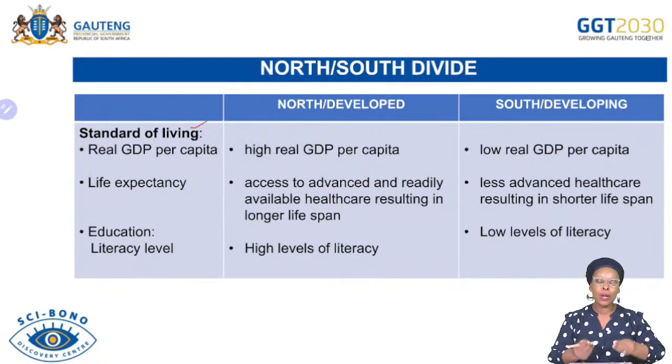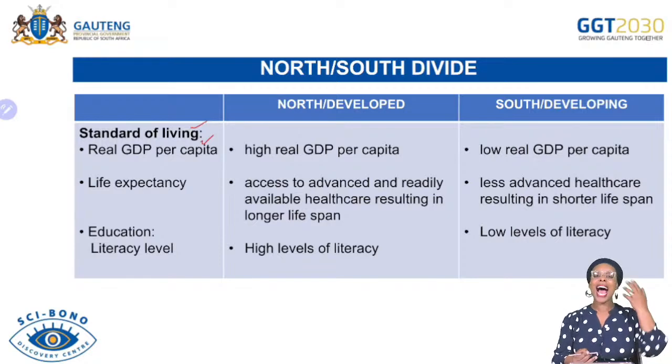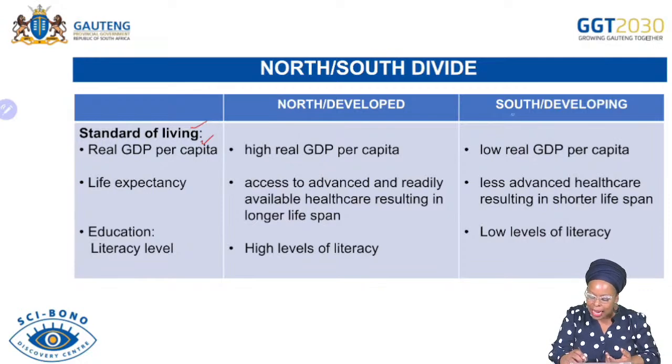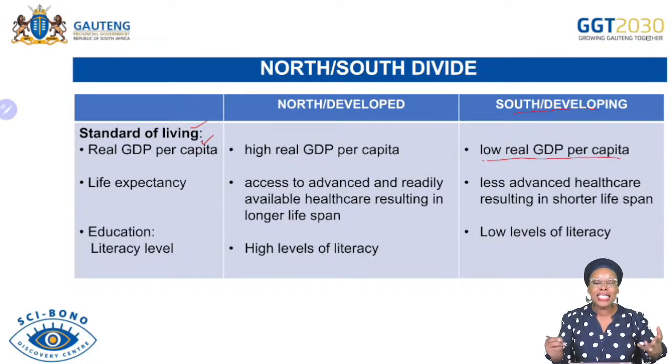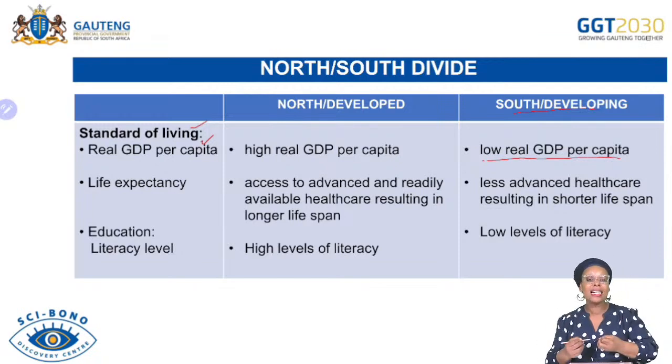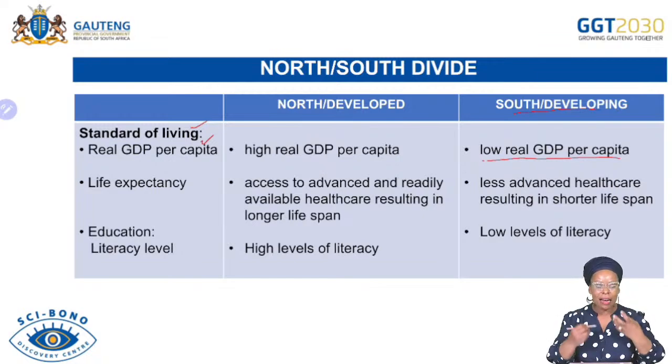So according to our 2021 examination guideline that we are still using now in 2022, when we do the comparison under the standard of living, we need to look at the real GDP per capita. So when you look at north countries, they have access to income. They have more income than the countries in the south. So that is why their real GDP per capita is high. And when you look at the South countries, they have a low real GDP per capita. They have less income. Even the workers in that country, they're earning less and they can't access enough money.